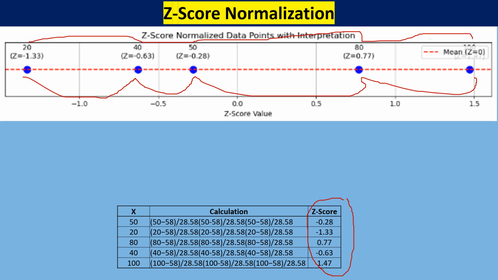The horizontal red dashed line is the mean of the data, which is 0. The distance of each point from the center shows how far, and in which direction, a value is from the average. Left of the red line is below average and right is above average. So let's say 50 is minus 0.28, it goes from here, and then gradually everyone is taking this side.